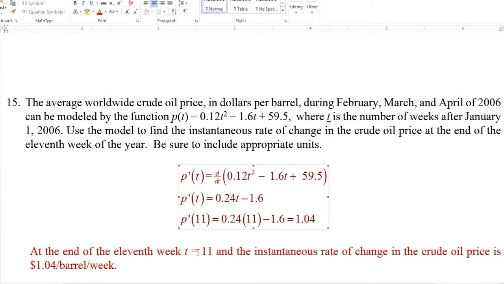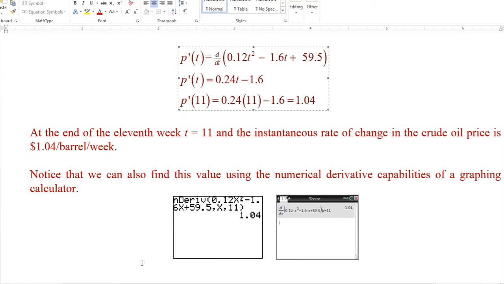So at the end of the 11th week, t equals 11, the instantaneous rate of change in crude oil prices is $1.04 per barrel per week. So it's going up at a little over $1 a barrel each week, right there. Of course, we can also find this with the graphing calculator by just doing a numerical derivative, and especially if all we want is a decimal approximation, it will work that out. This is the older operating system on the TI-84, the Inspire, and the newer operating system on the 84 look like this, kind of like that.